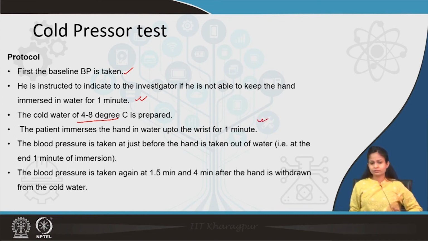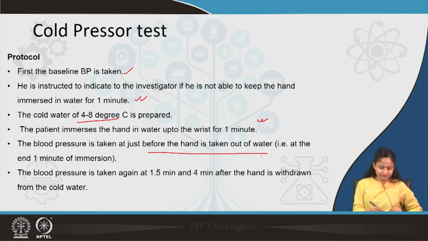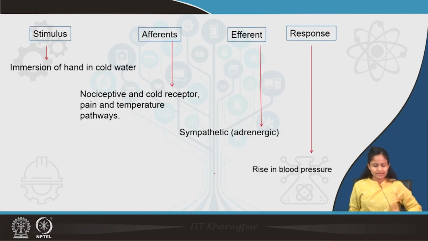If he is not able to do it for 1 minute, then he should say so before withdrawal of his hand. The blood pressure is taken just before the hand is taken out. That is why the investigator should know when the person is taking out his hand, because we need to record the blood pressure just before that. Conventionally, we take it at the end of the 1 minute. The blood pressure is again taken at 1.5 minutes, meaning post recovery, and 4 minutes after the hand is withdrawn from the cold water.